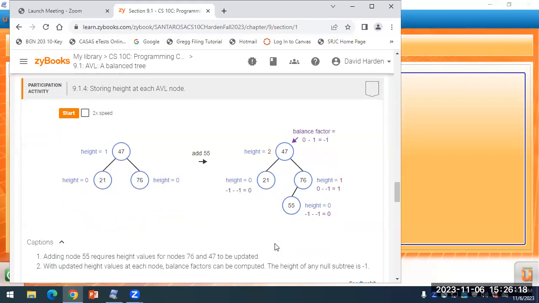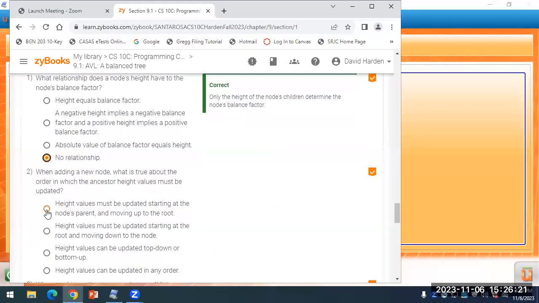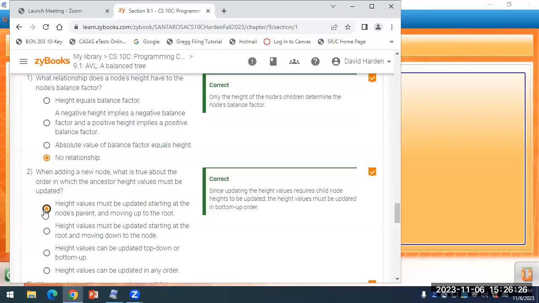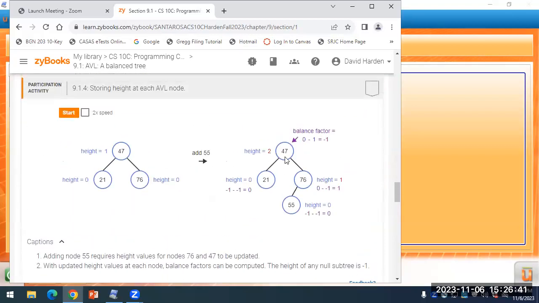My guess is that's what the answer is going to say. Watch me be wrong. Starting at the parent's node, moving up to the root. Yes. Since updating the height values requires child node heights to be updated. Oh, right, good point. So we can't start at the root because we don't know what the height of the left subtree is. What if the height of the left subtree is 17? Then the height of the root doesn't change. We don't add one to it.